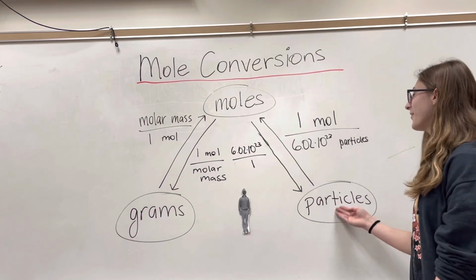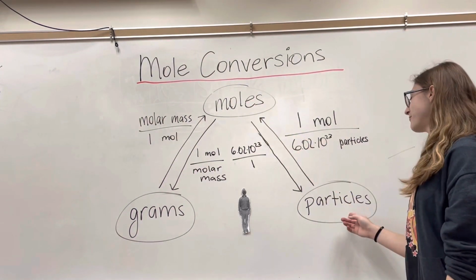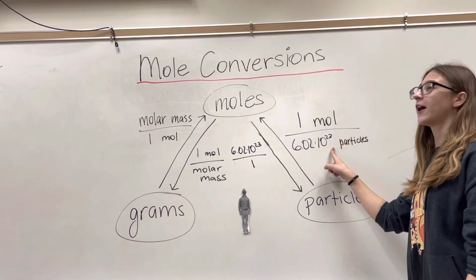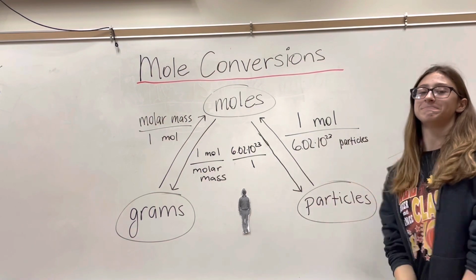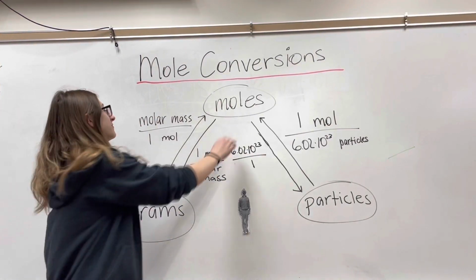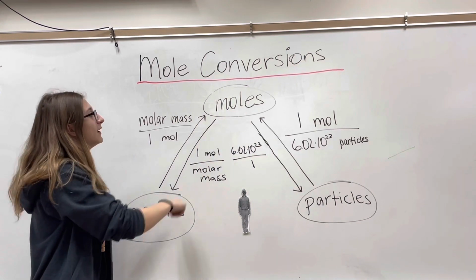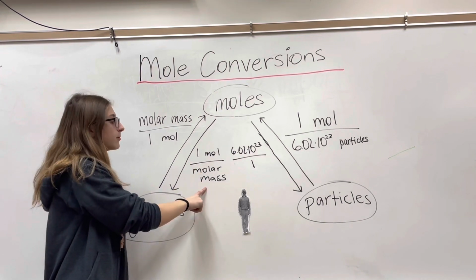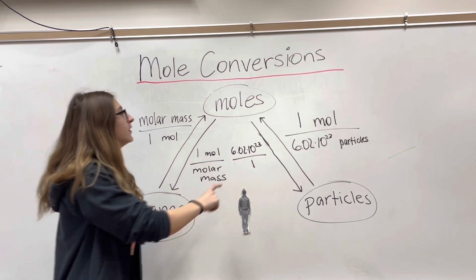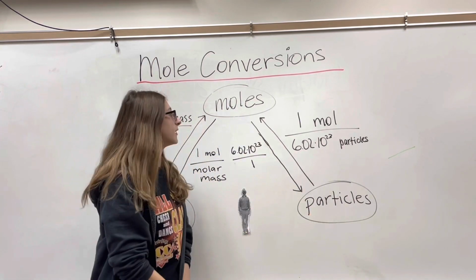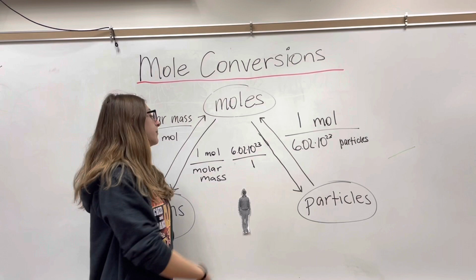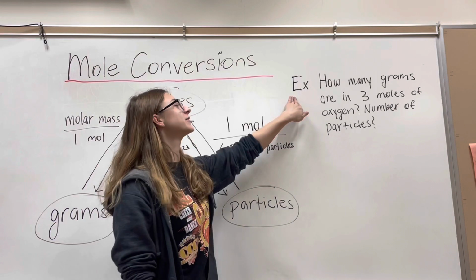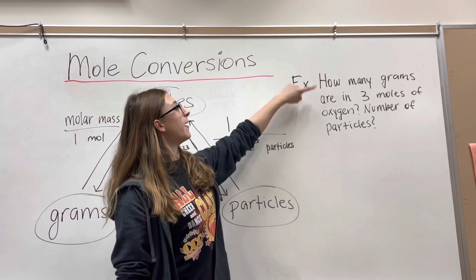When converting from particles to moles, you put the amount of particles over 1 and multiply it by 1 mole over Avogadro's number and divide. You can also convert from moles to grams by putting the number of moles over 1 and multiplying it by 1 mole over the molar mass of the element. And you can go from moles to particles by putting the number of moles over 1 and multiplying it by Avogadro's number over 1.